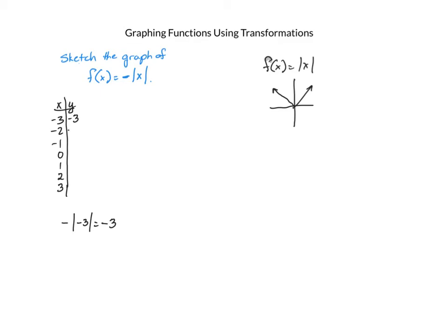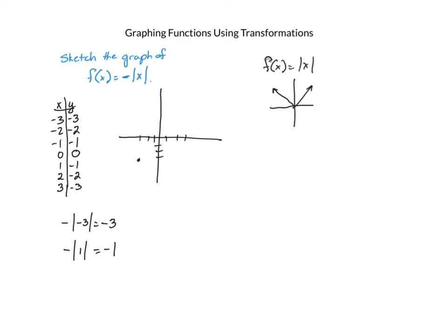Similarly, -2 would give you -2, -1 would give you -1, and 0 would give you 0. When you pop in positive values, like 1, we would be taking the opposite of the absolute value of 1, and that would be just -1. Similarly, 2 would give you -2, and 3 would give you -3. And if we plotted these points, we would find that we have something that looks like this.